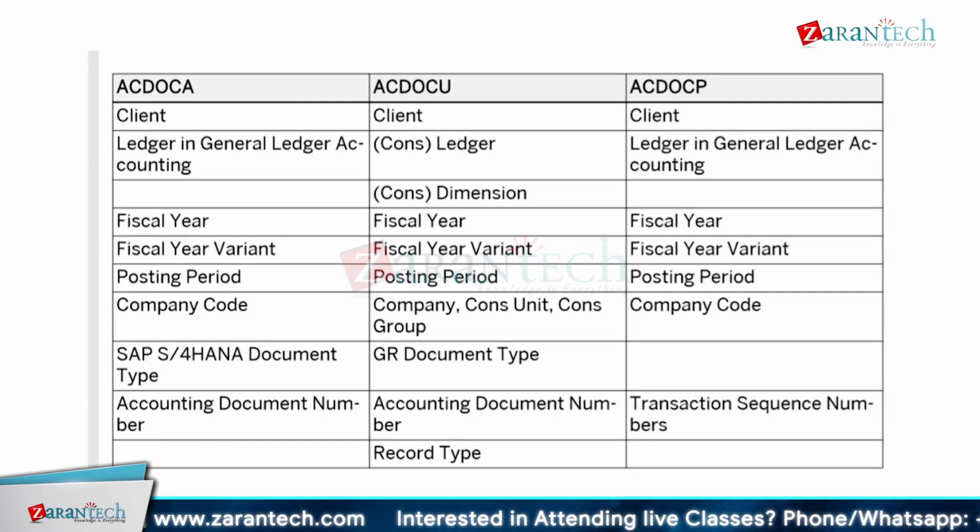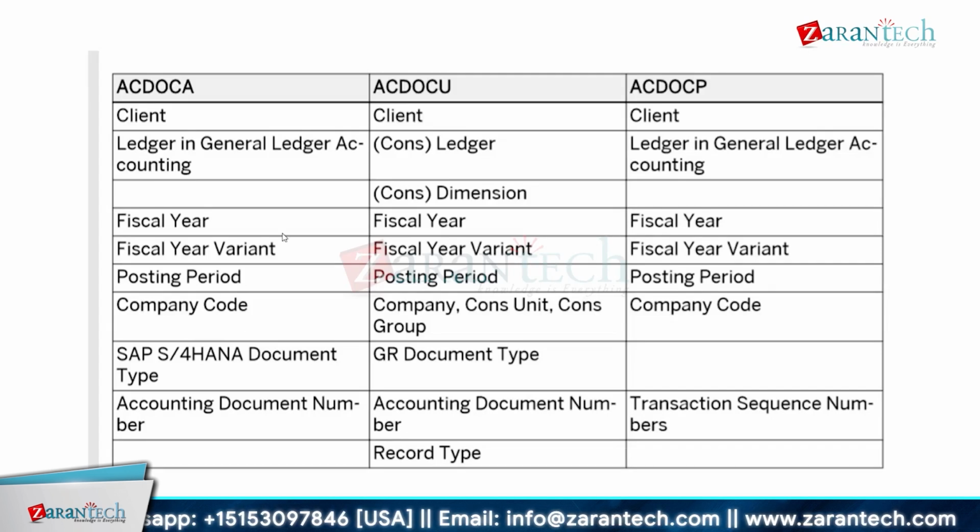Ledger, as I said, ledger in general, ledger accounting, that is your leading, non-leading ledger. Consolidation ledger. There is a concept called dimension here. The dimension concept is there from default, Y1 as a company, that we will see when we go to the system. Fiscal year, we call fiscal year in all. Fiscal year variant, everywhere fiscal year variant. Posting period, we call posting period in all three.